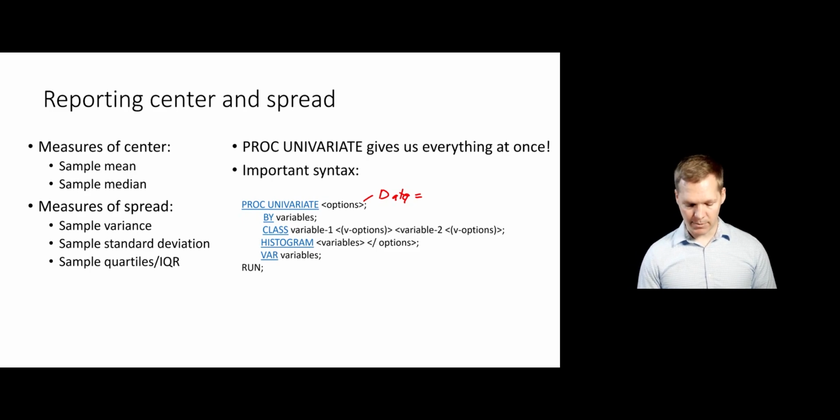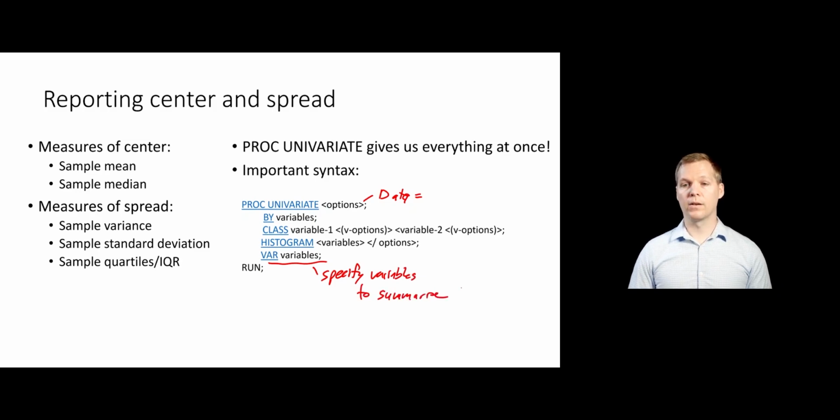And then we have the var statement. This is going to be the one that we care a lot about. This is going to be where we specify our variables to actually summarize. There are no options given on this one, but we'll just be able to specify what variables we want. If we don't specify any variables, it's just going to do any numeric variables in our data set.